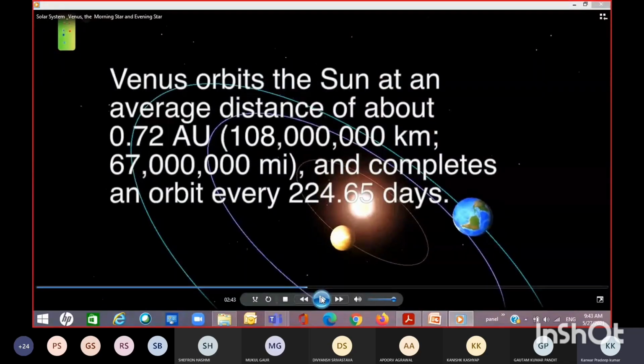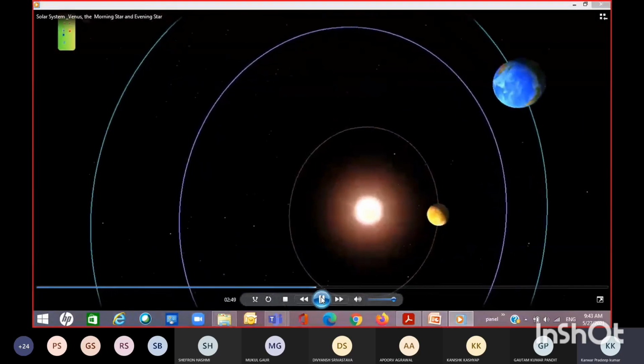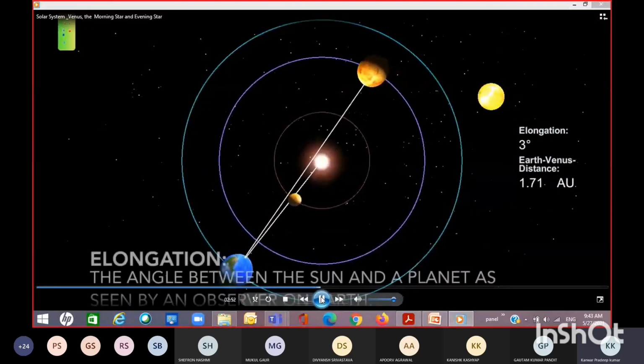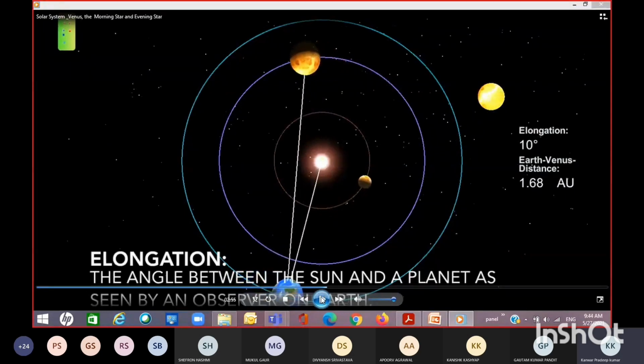Venus orbits the Sun at an average distance of whatever and completes an orbit every 224.65 days. This we already saw yesterday. Now you see the elongation of Venus. The inner path is Mercury, the second path is Venus, and there is one line from the Earth to the Sun, the other line from Earth to Venus.